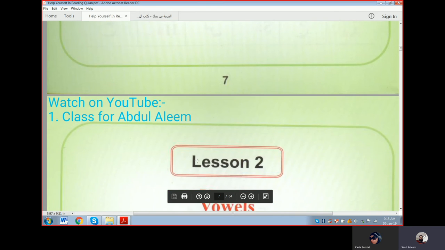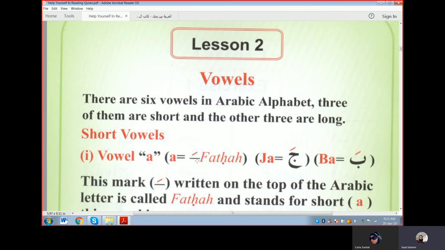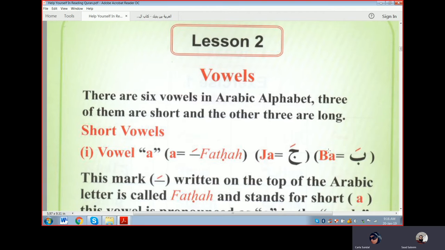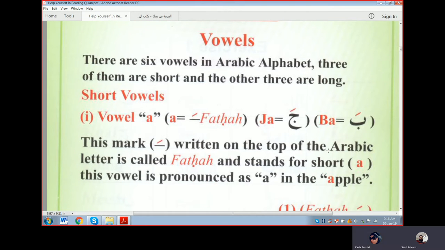So you are good with the alphabet, so we better proceed to the next lesson, lesson number 2, which is vowels. In Arabic, we have 6 vowels. 3 of them are called short vowels, and 3 of them are called long vowels. So start reading from here. There are 6 vowels in the Arabic alphabet. 3 of them are short and the other 3 are long.